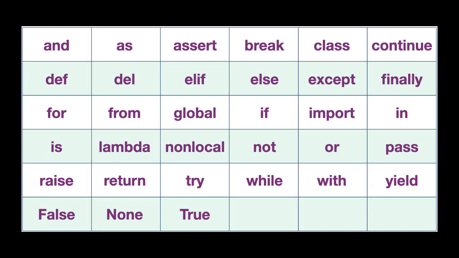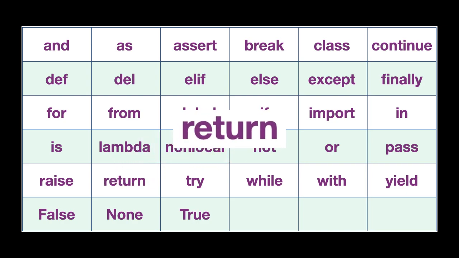There are 33 reserved words in the Python programming language. In this video, we will discuss the keyword return.